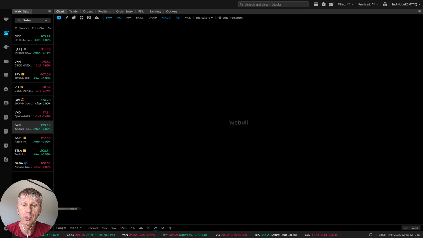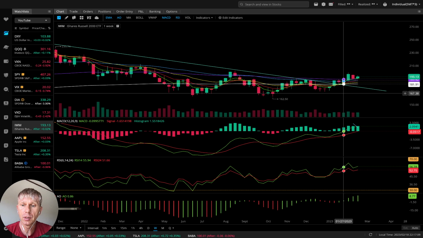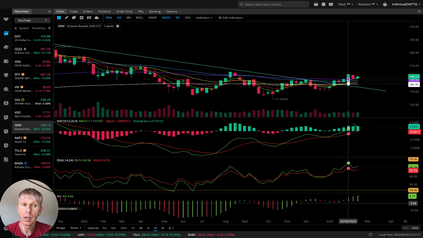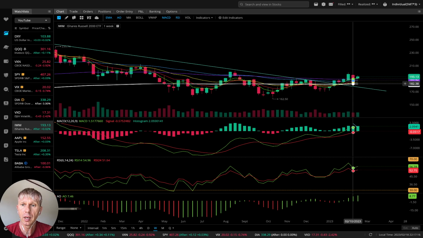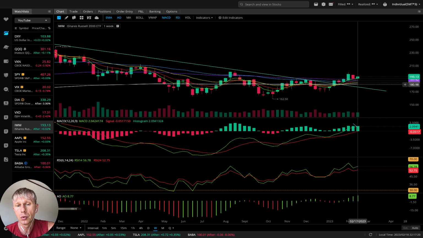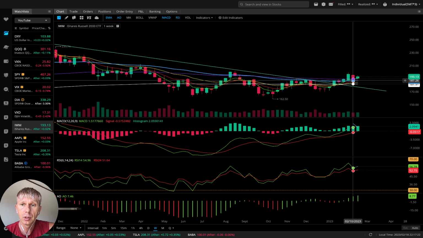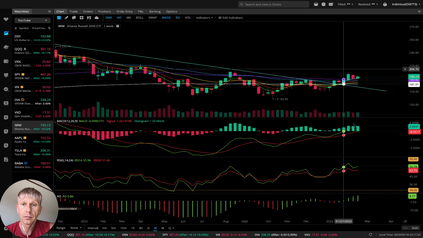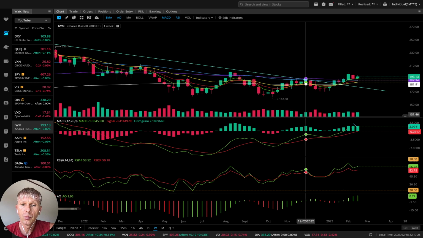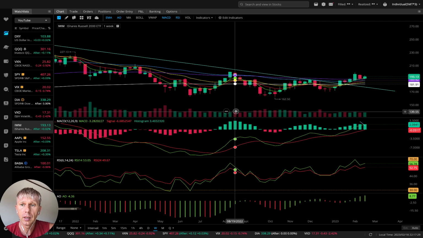Let's move to weekly. Weekly, all indicators bullish. IWM weekly bullish on all indicators, last bar above all moving averages, above the major trend line and above the 200. It's a bullish trend, right? That's what we have, a bullish trend on all indicators.